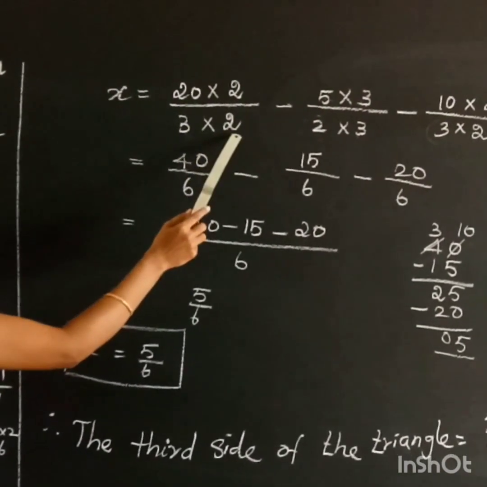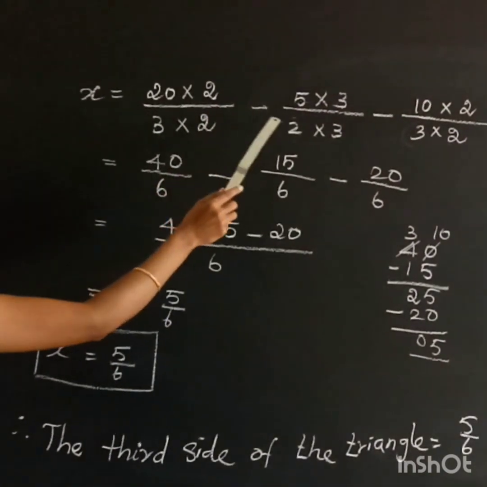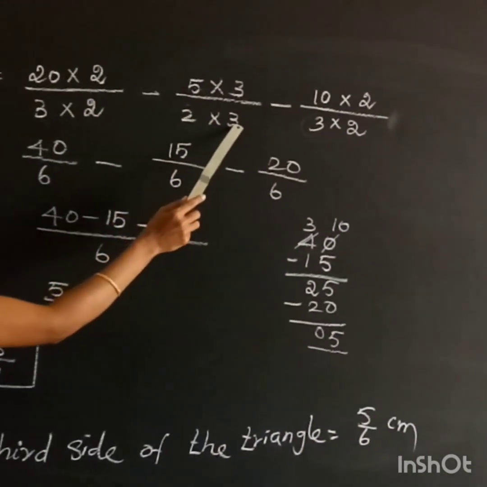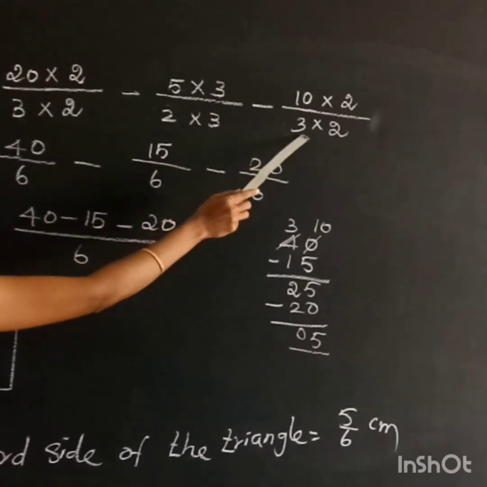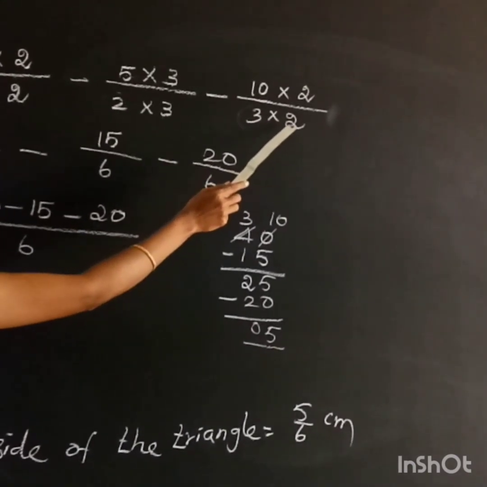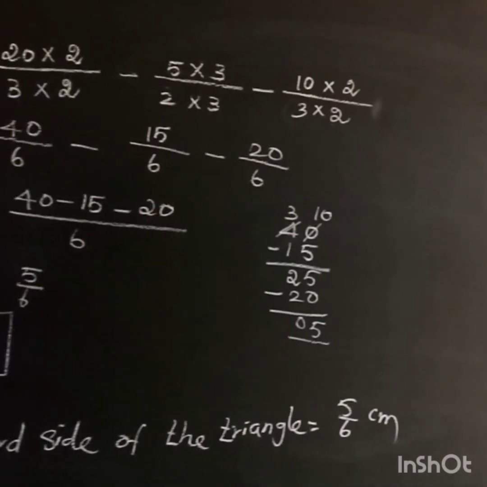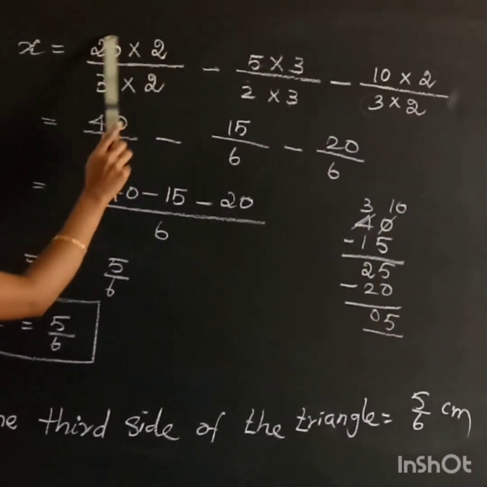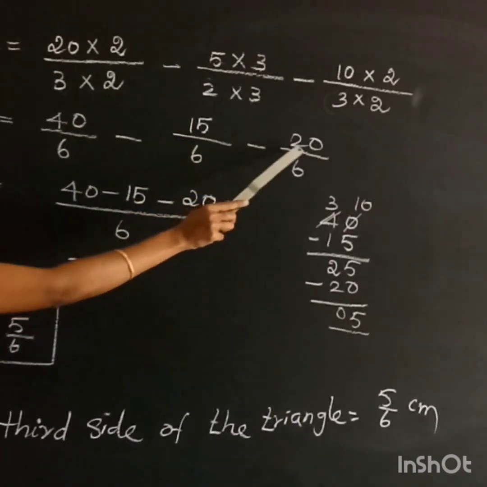In the 3 table, 2 times, the same number you multiply by the numerator also. In the 2 table, 6 is 3 times, the same number you multiply by the numerator also. And similarly, the denominator 3 we converted to 6, so multiply by 2, the same number you multiply by the numerator also, and then get the answer. Multiply the corresponding numbers and the answers are 40, 15 and 20.